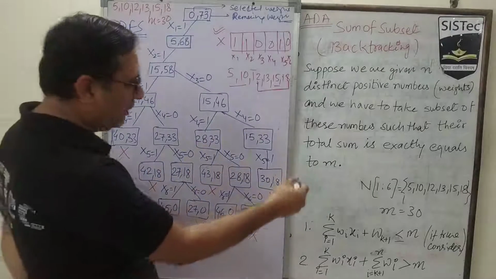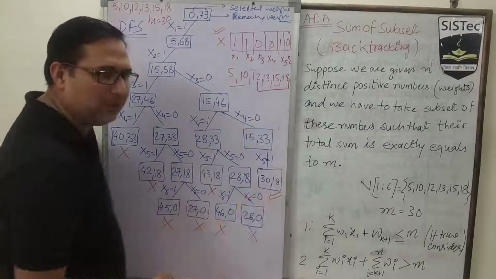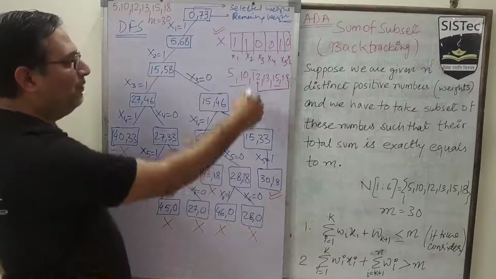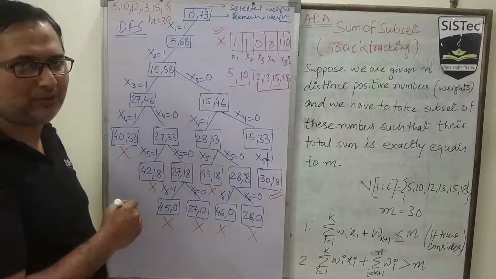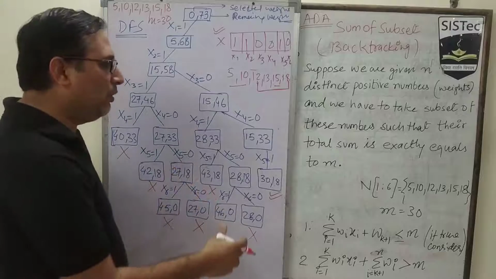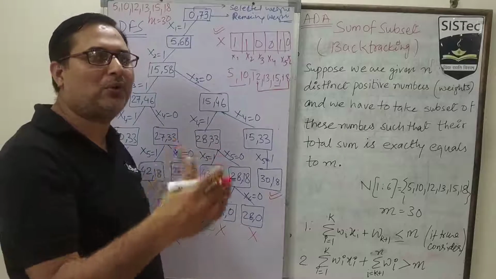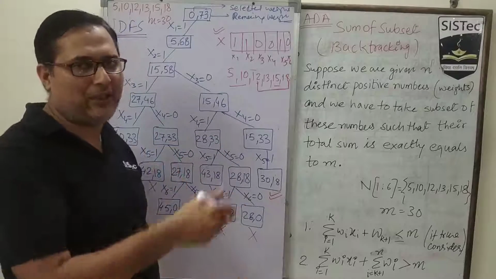So if we explore further and explore all the possibilities by applying the bounding function, we may have some other solutions also. This way backtracking reduces the complexity, up to some extent, from 2 to the power n to some lesser values.